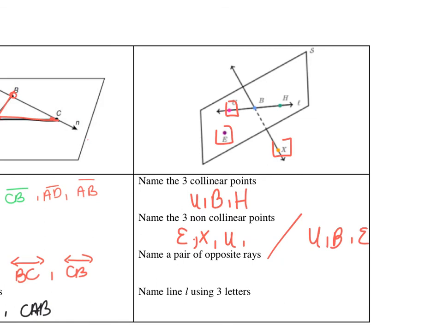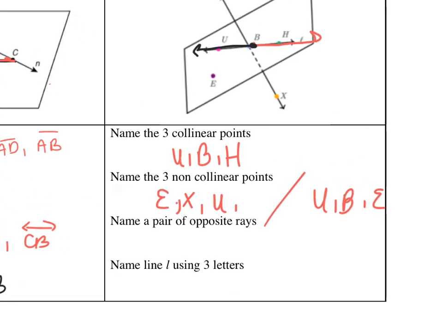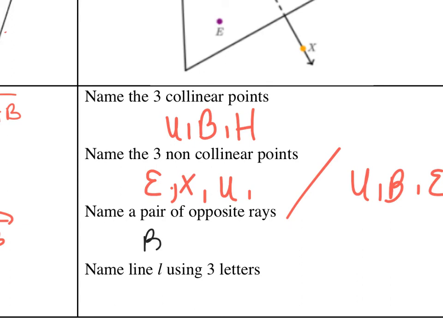Opposite rays are those that go in opposite directions. So we want to look at 2 rays that go in opposite directions of each other, and they have to lie on the same line. So if I look at my visual very closely, I have a ray that goes from B through H, and I also have a ray that goes from B through U. So I have ray BH and ray BU as my opposite rays. And make sure you draw a ray above it.